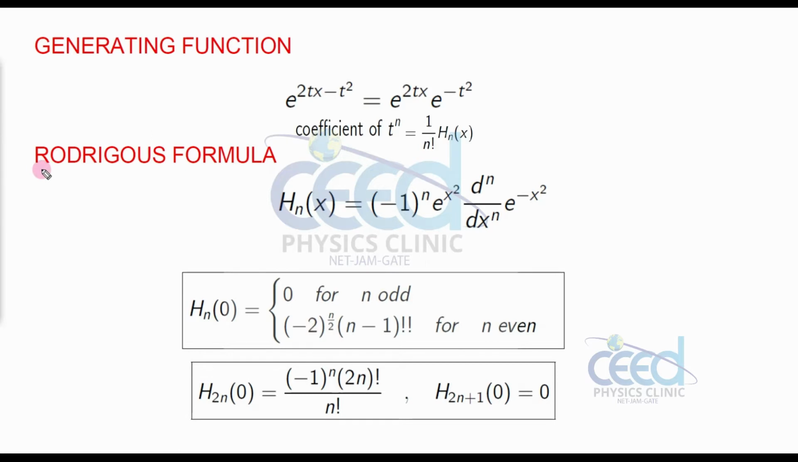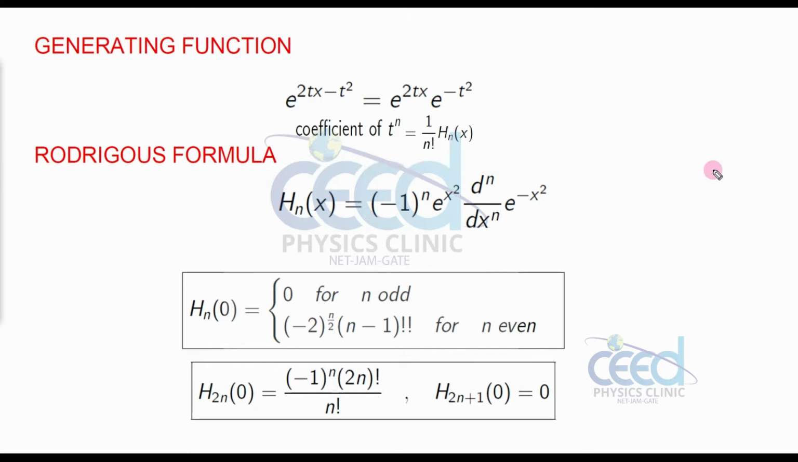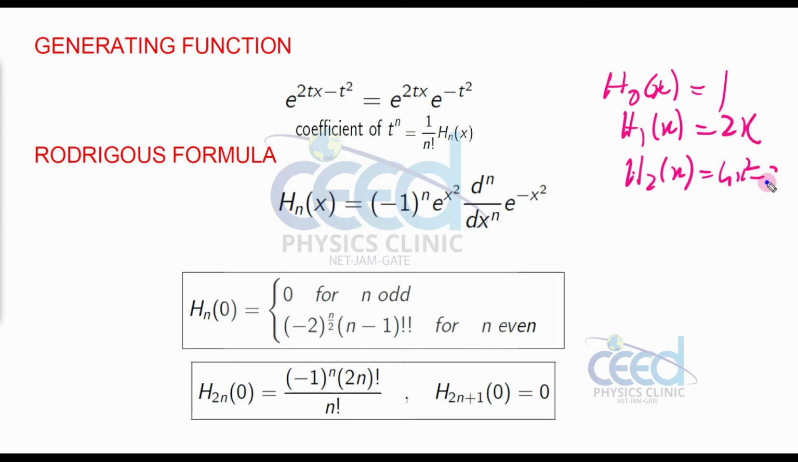Today we are going to discuss another session of special functions, that is Rodrigues formula of the Hermite differential equation. In the last lecture we have seen what is the generating function of the differential equation. Also using it we have seen H0 of x is equal to 1, H1 of x is equal to 2x, H2 of x is equal to 4x squared minus 2, and so on. This all we have seen, right?